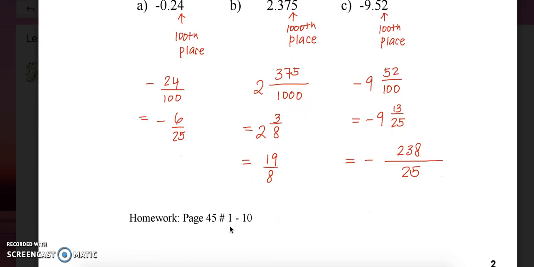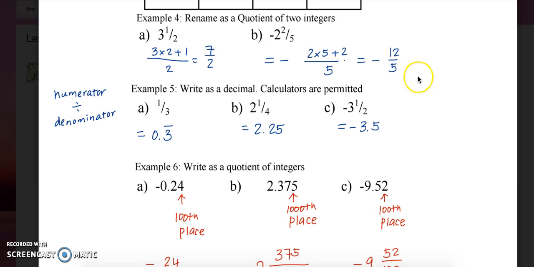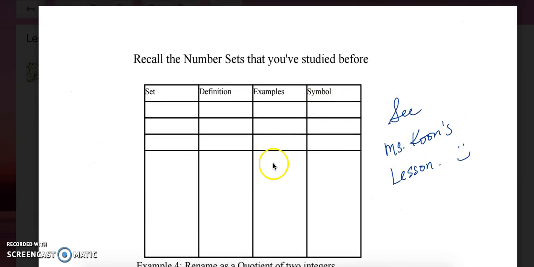That's the end of lesson 1.4. You may now move on to work on your classwork and homework on page 45, numbers 1 to 10. And don't forget, go to the website and take a look at the number set chart from Ms. Kuhn's lesson.